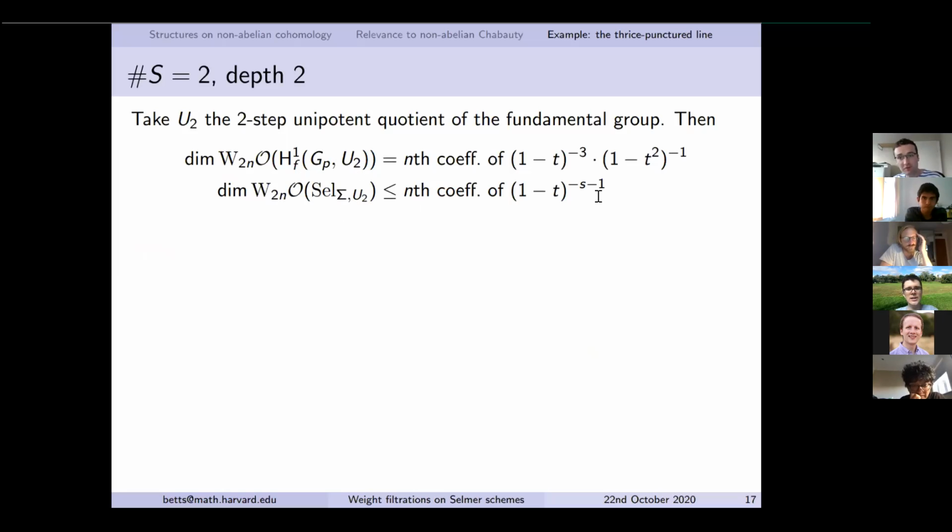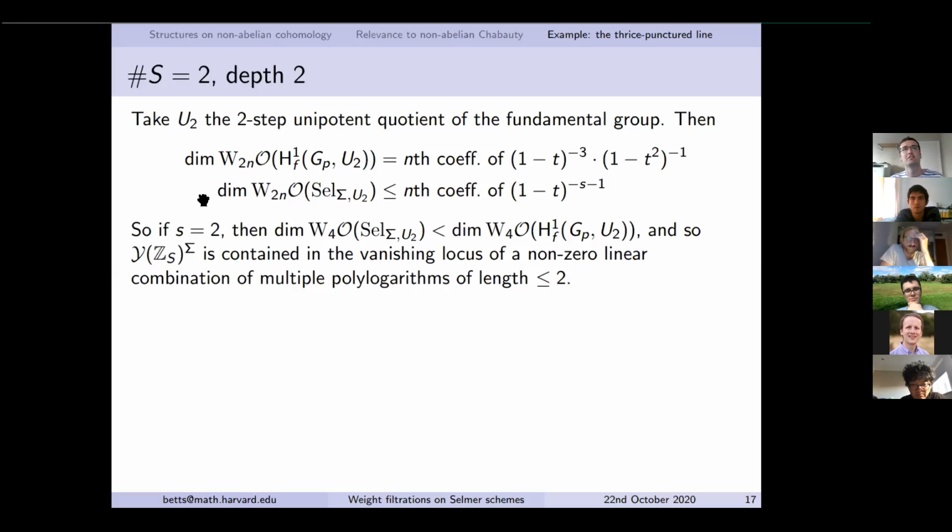And what you observe from this is that if little s is at most 2, then the top power series has larger coefficients in general than the smaller one. So, a more precise statement: if s equals 2, then the t squared coefficient of the top power series is bigger than the t squared coefficient of the bottom power series. And so we have this inequality that I talked about, and this will tell us that this particular subset of the S-integral points will be contained in the vanishing locus of a non-zero linear combination of multiple polylogs of weight at most 4, so length at most 2.